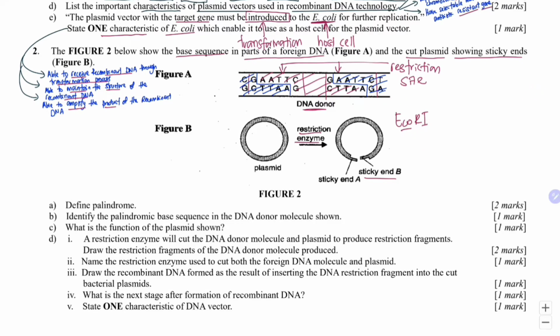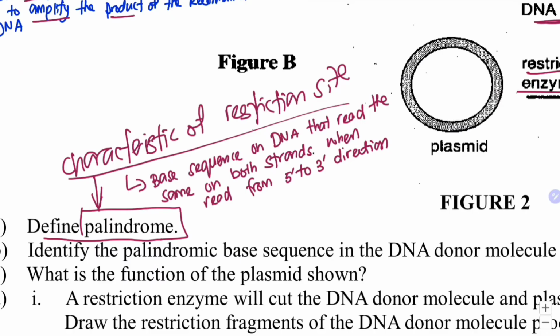So first question, define palindrome. Remember, palindrome refers to a characteristic of the restriction site. So what is the definition of palindrome? A palindrome is when the base sequence on the DNA is read the same on both strands of the DNA when read from 5' to 3' direction.